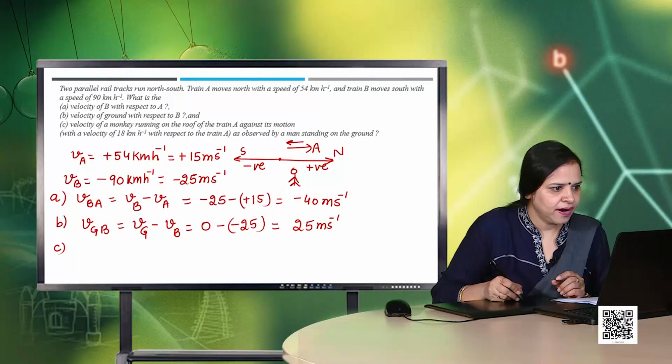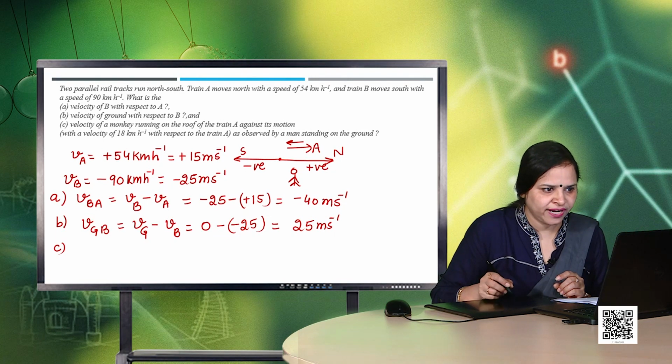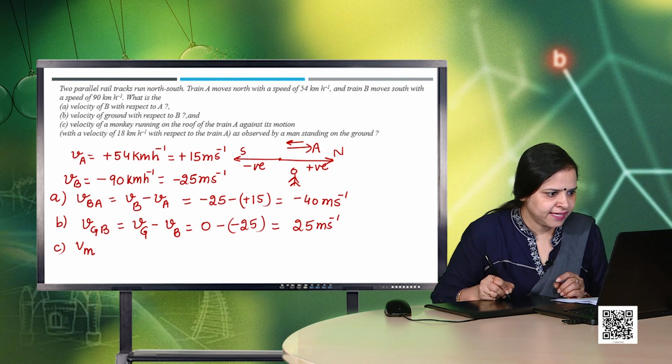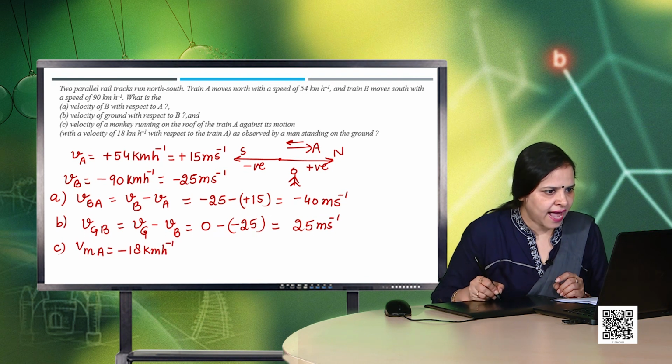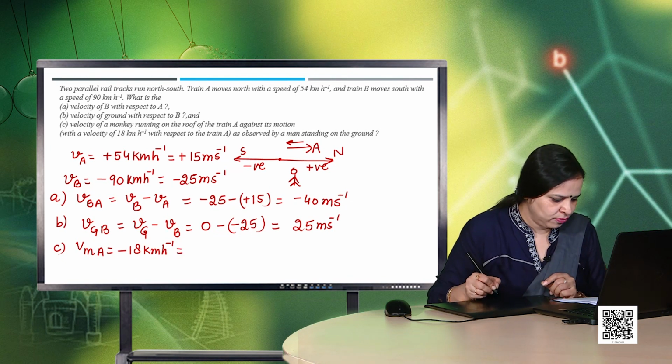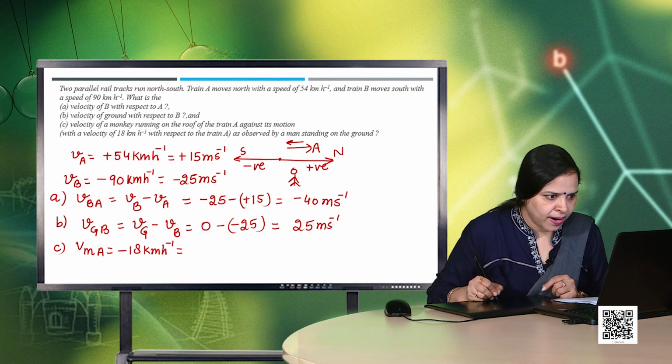Now, in this third part, we need to find the velocity of the monkey who is running on the roof of train A against its motion. What is given is the velocity of the monkey relative to train A, which is minus 18 kilometers per hour, since as seen by a man standing on the ground, the monkey is moving towards south. So, which will be equal to minus 5 meters per second.